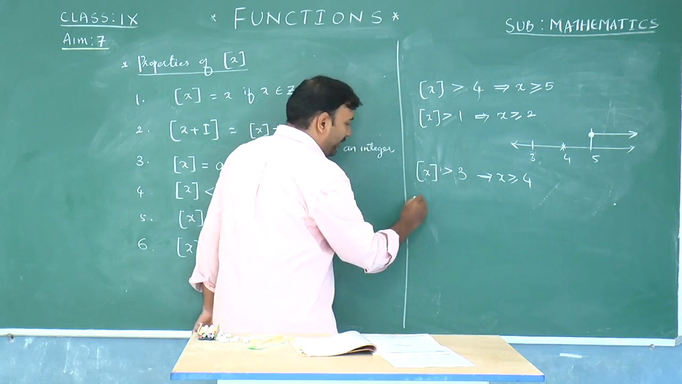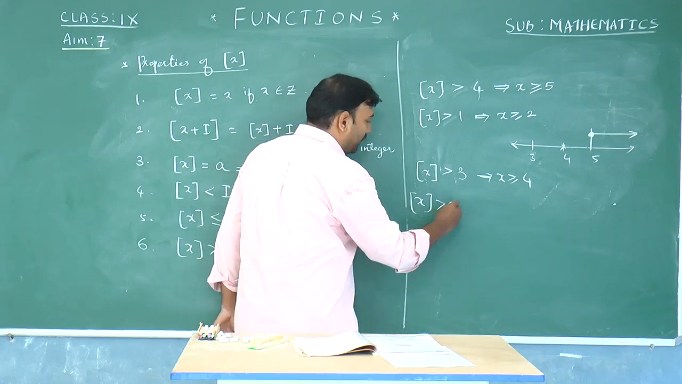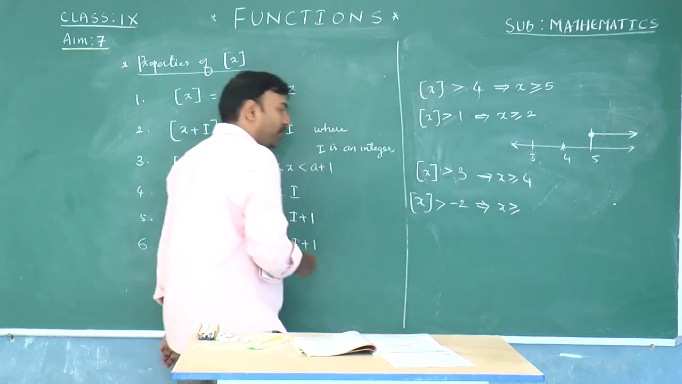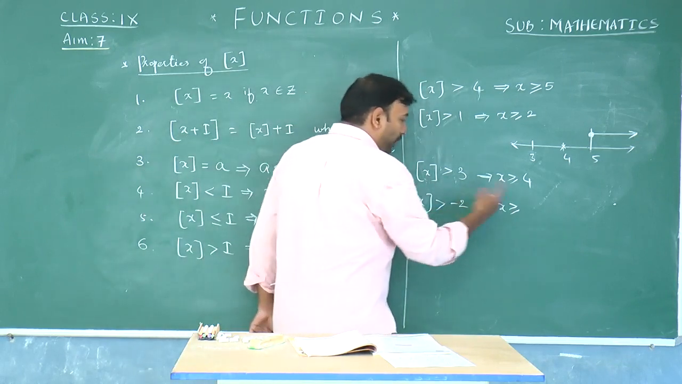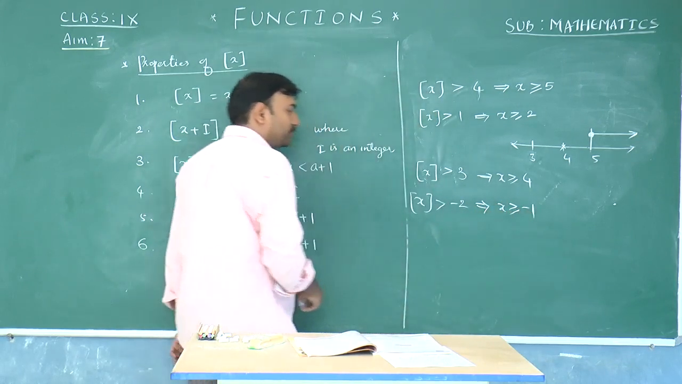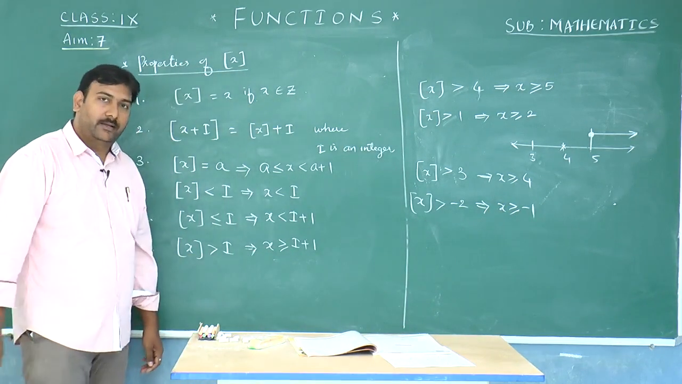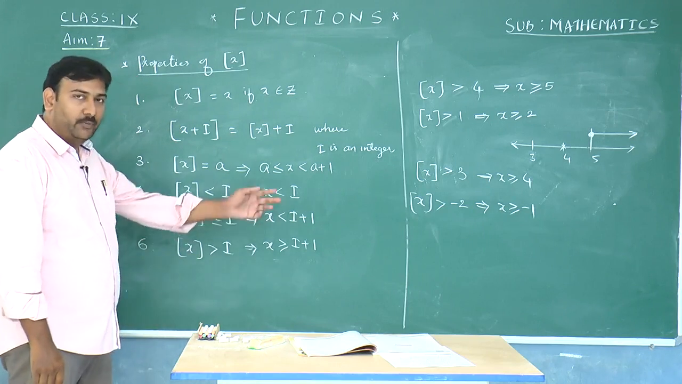If I take step x greater than minus 2, it is going to be x greater than or equal to 1 number more than this integer. 1 number more than this integer is going to be minus 1. So in this way, by using this property, we can solve the greatest integral value of x inequations.